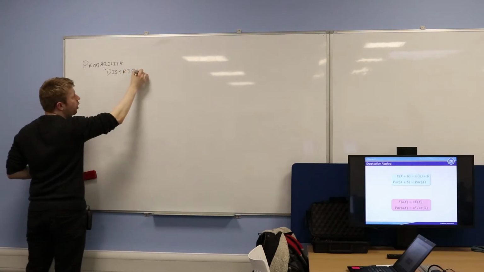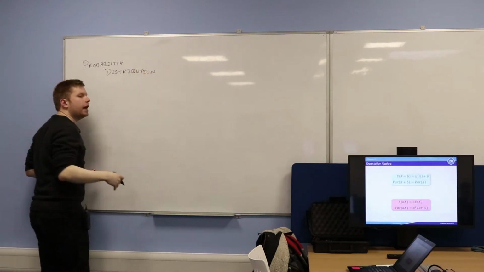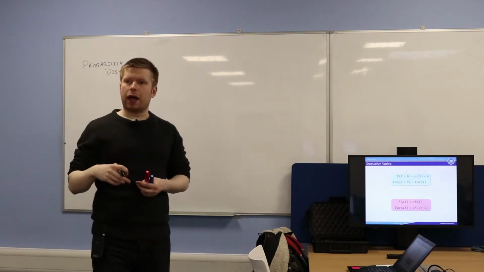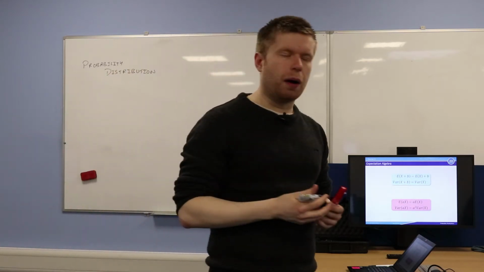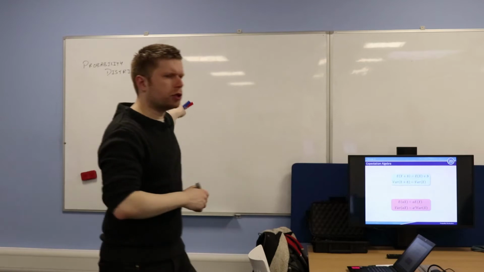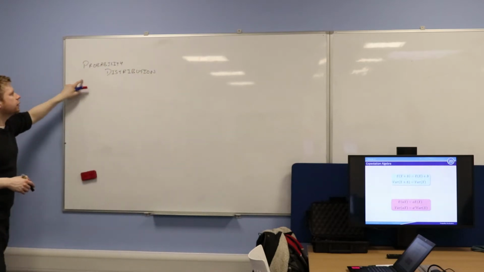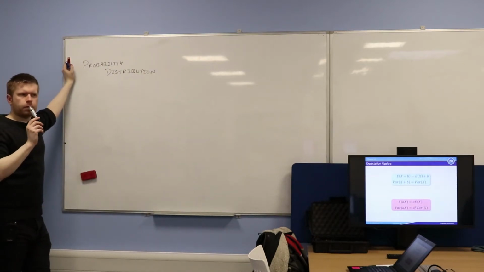Absolutely right. If I want to work out the probability of an event happening, it would be the number of favourable outcomes divided by the total number of outcomes. But what is a probability distribution? This is what we looked at yesterday. So what is it?